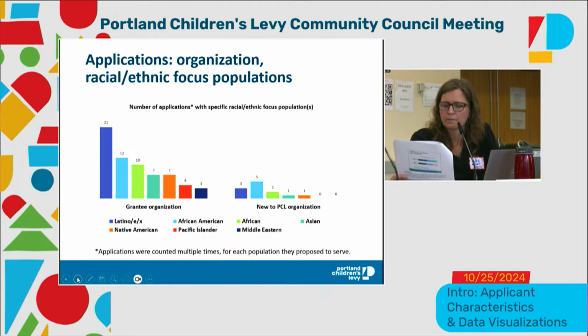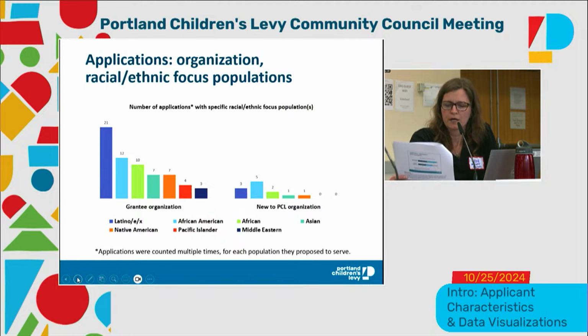And it looks at the two different groups, again, of applications by type of organization, whether the organization was a current grantee asking us to continue funding a current program or funded a different program, or the applicant was an organization that was new to levy funds.